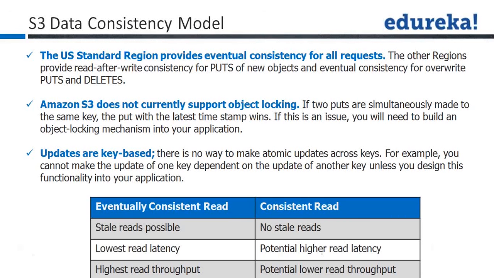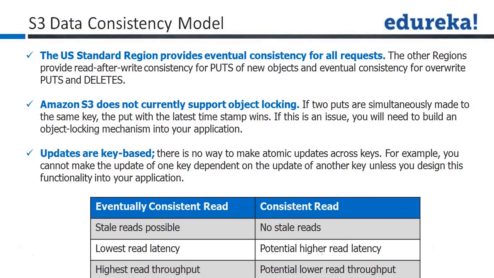So the US Standard region follows eventual consistency everywhere. All other regions, for a new upload, follow the consistent read or read after write. But for update and delete, they follow the eventual consistency model. This is a point from where you can anticipate a question from Amazon.